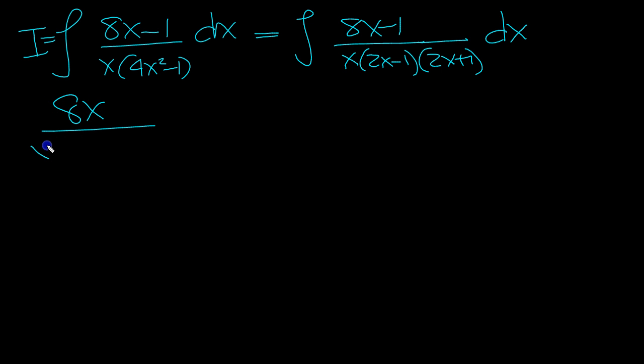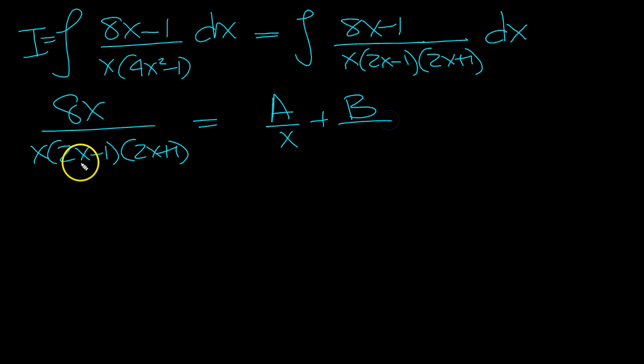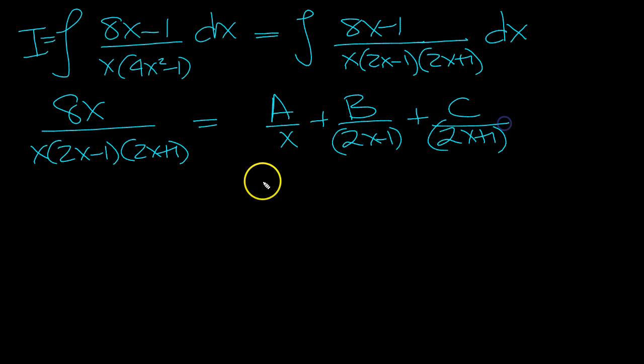So 8x over x, 2x minus 1, 2x plus 1, will equal a over the first linear factor, plus b, which is the same method in principle, over the second linear factor, plus c over the third linear factor. Multiplied by the denominator then, and see what we get.